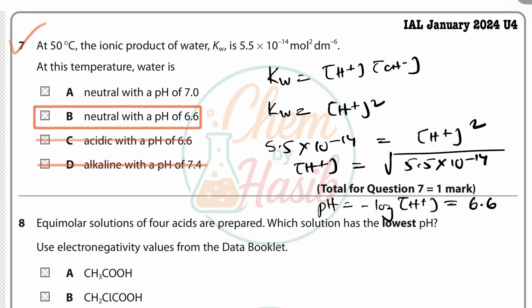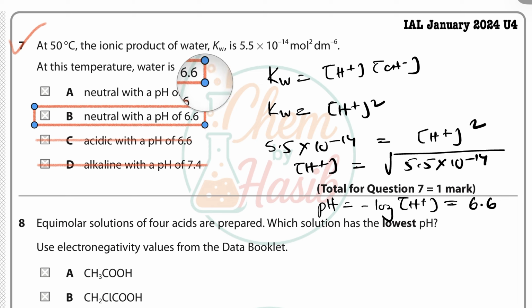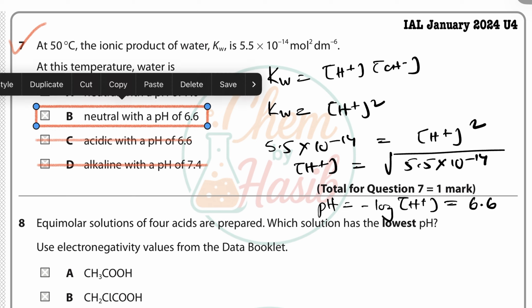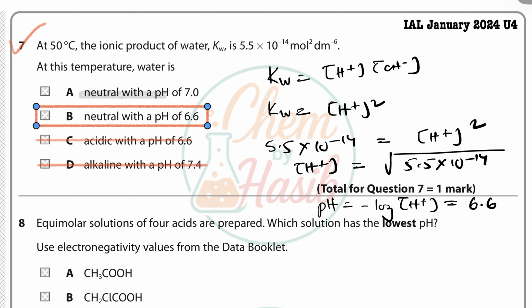So this question was designed in such a way that you don't need to calculate. You can easily figure out the answer without calculating. Now, if you can't figure out the answer without calculating, then you should calculate and figure out the answer.